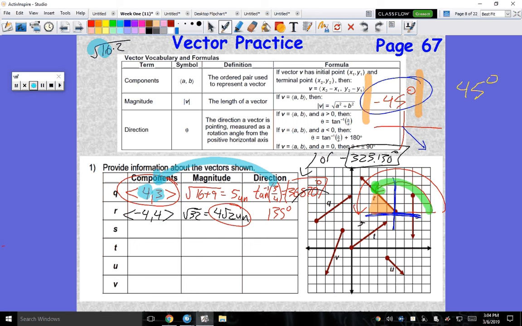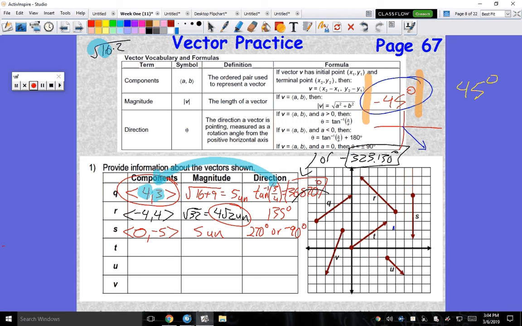Okay, we're going to pick up the pace just a little bit now that we've gotten the basics. So S, what are the components? 0, negative 5. So what would the magnitude be? 5. Because a squared plus b squared, take the square root. What direction is S traveling at? 270 or negative 90? Just to remind you, I'll put the negative on there, okay? But all of these could be negatives. We know that. Okay.